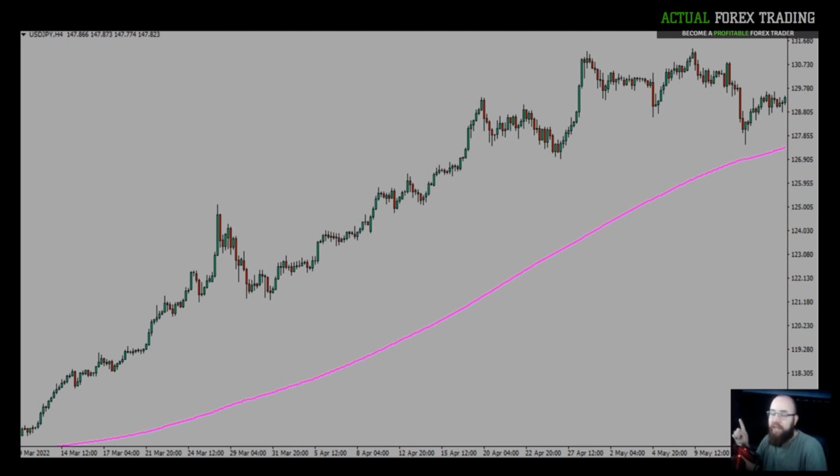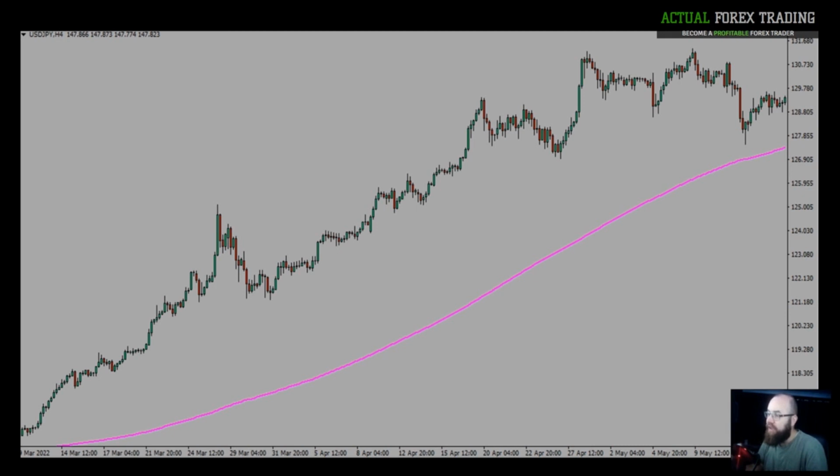Number one is price above the moving average or is it below the moving average? If price is above, if the candles are above the moving average, that generally means that momentum is bullish, that direction is bullish, it's going up. Whereas if the candles are below, if price is below the moving average, that can signal that price is bearish, that the momentum is bearish.